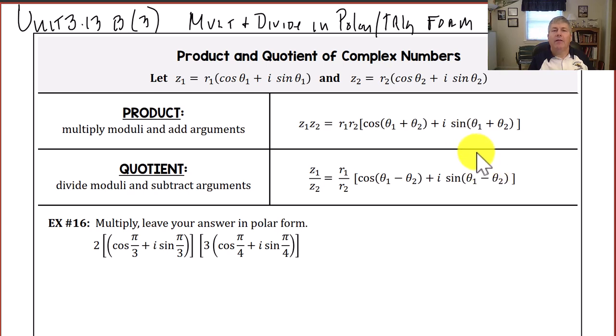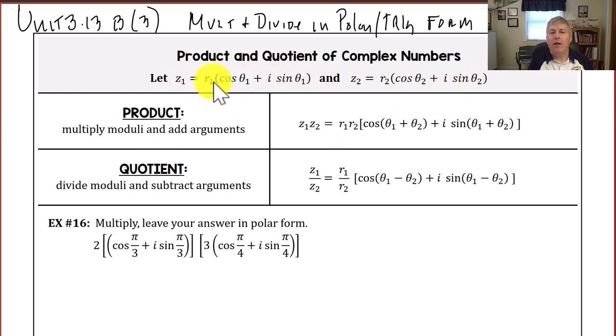Welcome back. The objective of this video is to multiply and divide numbers in polar or trig form. And the second thing we're going to do is introduce DeMoivre's theorem. So let's take a look at our trig or polar form of numbers. We have two numbers, z1 and z2, that are both in trig or polar form.